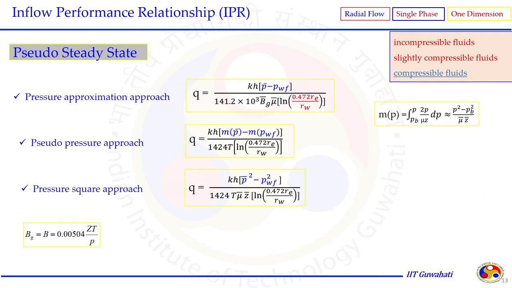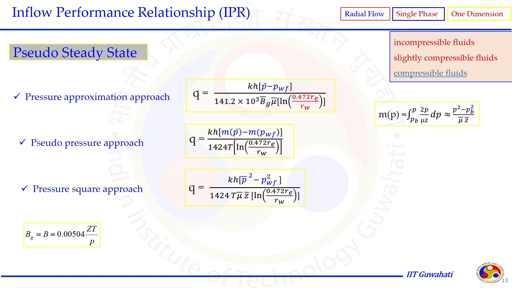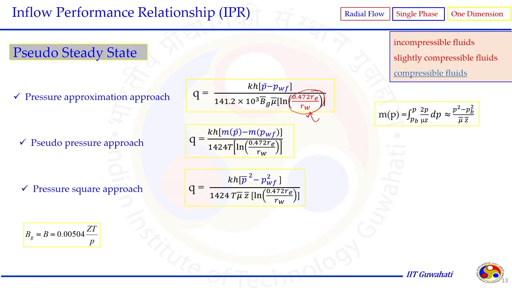A similar expression can be summarized for the pseudo steady state case also. In this case, the only difference from the previous case, that is the steady state case, and the pseudo steady state case is that we are seeing this term. Otherwise, the expressions are similarly expressed in the P approach, P square approach, and the MP approach. The term that is making the difference is in the denominator, and this 0.472 is actually appearing in this expression because for the pseudo steady state case, we are having this ln Re by Rw minus 3 by 4.